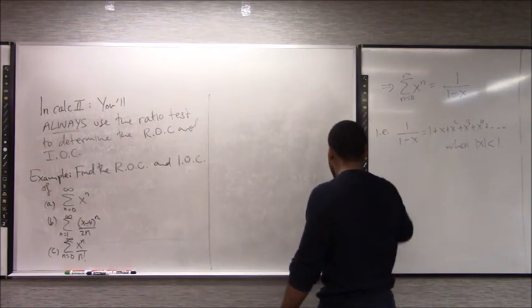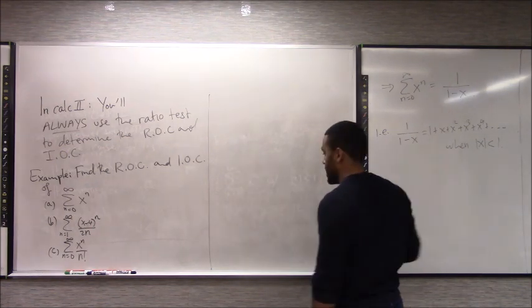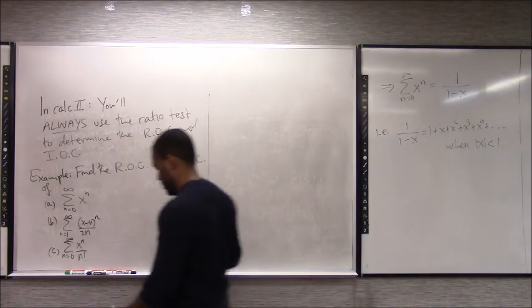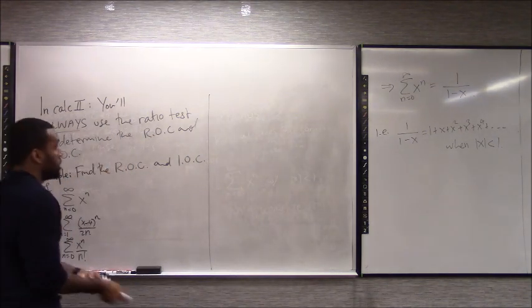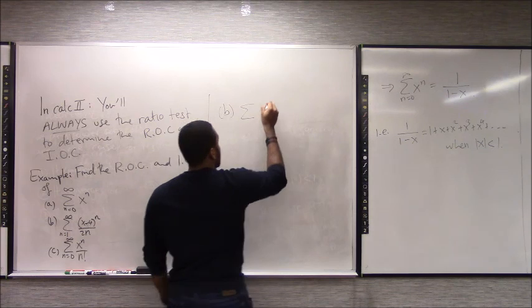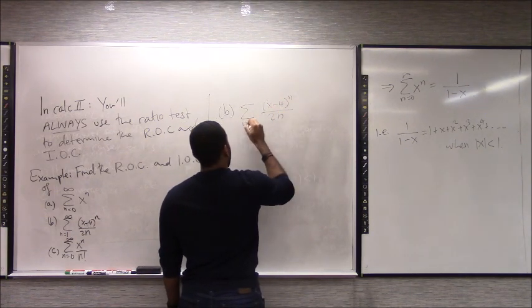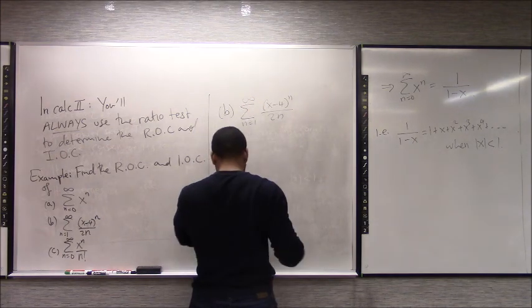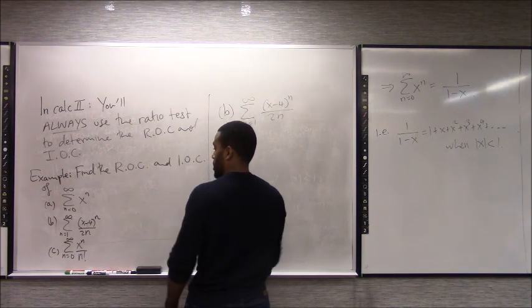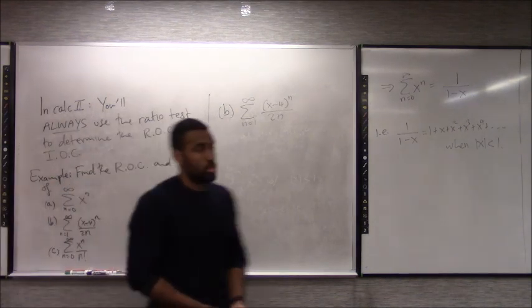So that is a geometric series, and that's what it adds up to. It adds up to some function. Let's do B. So we have something that looks like (x minus 4) to the n over 2n, and goes from 1 to infinity. How do I find the radius of convergence and interval of convergence?